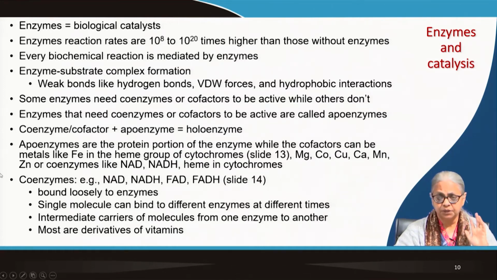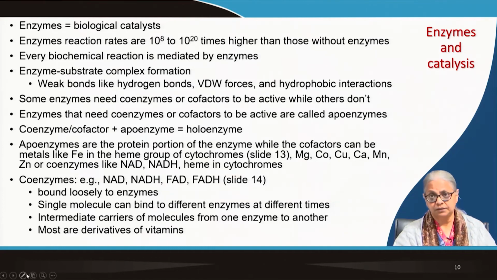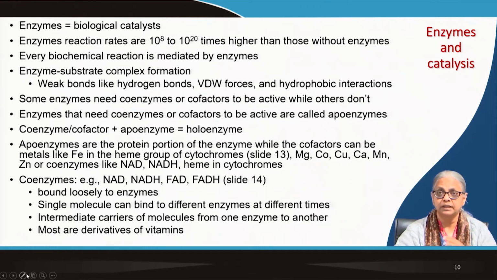Coenzymes, there is some issue about coenzymes, the cofactors, and the nomenclature. I will refer you to the textbook for that. So coenzymes, we have NAD, NAD plus, NADH, FAD, FAD plus, FADH, and we will be going through more of this in the next few slides. They all bind loosely to the enzyme. A single molecule can bind to different enzymes at different times. They are intermediate molecules. They are carriers of molecules from one enzyme to another.